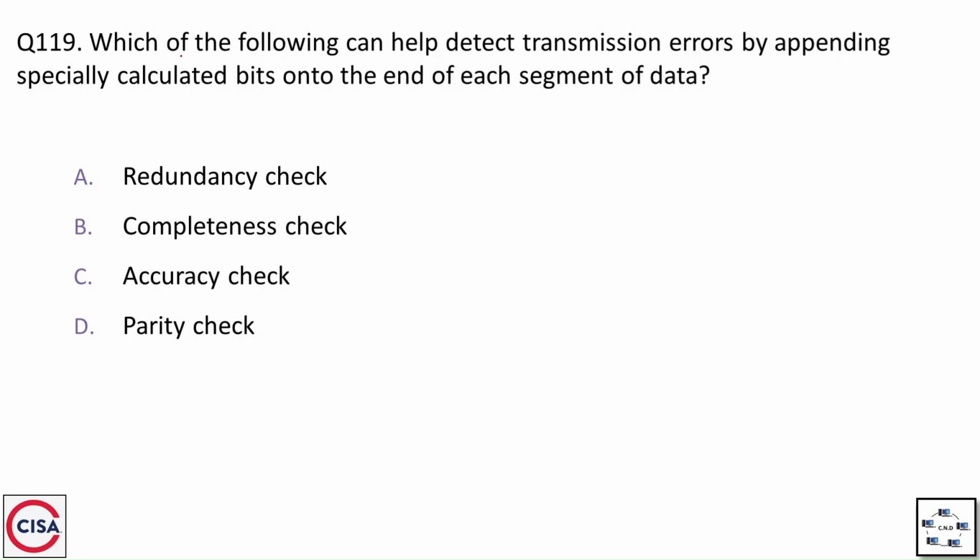Question number 119. Which of the following can help detect transmission errors by appending specially calculated bits onto the end of each segment of data? Option A, redundancy check. Option B, completeness check. Option C, accuracy checks. And option D, parity check. And the correct option is option A, redundancy check.